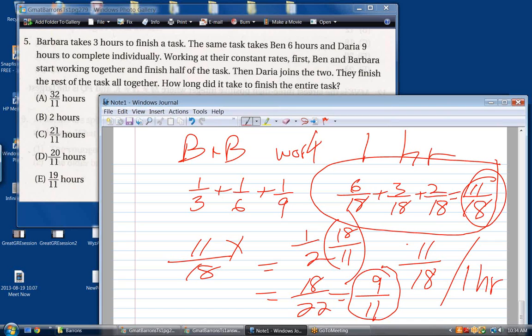Yeah. So you actually didn't really need how long Ben and Barbara worked. You just need to figure out that they worked half.